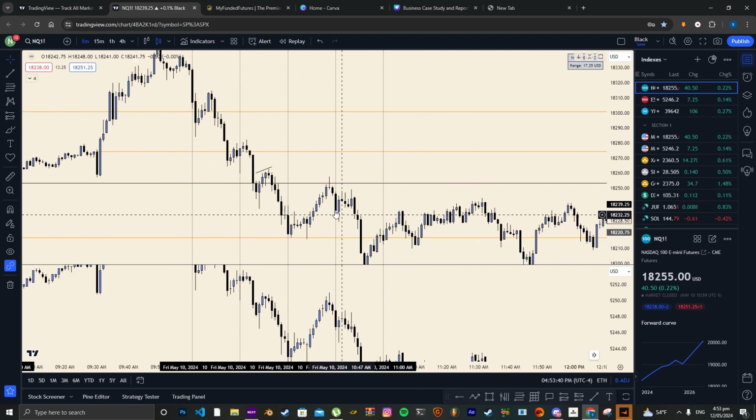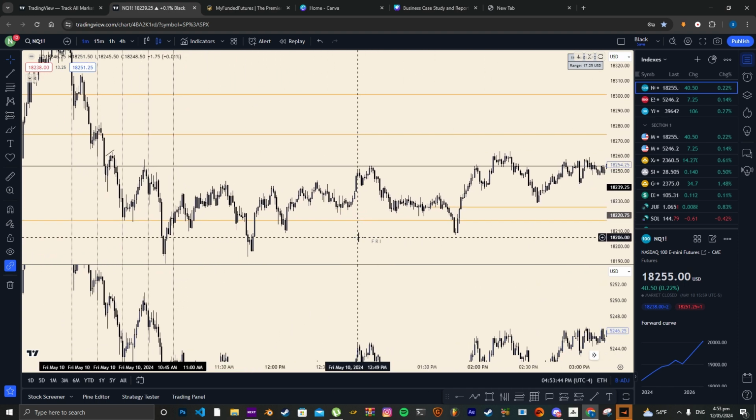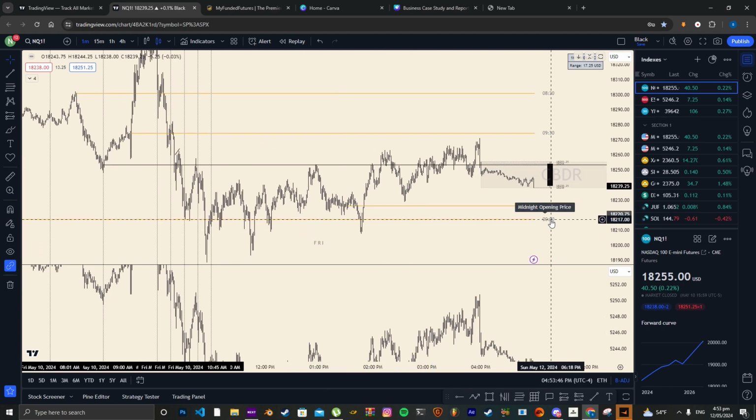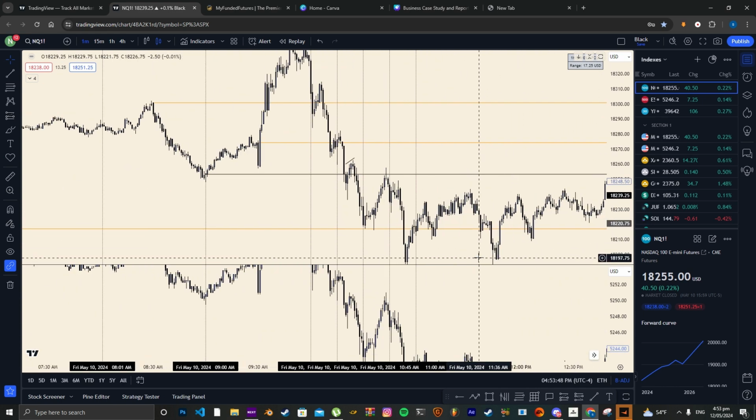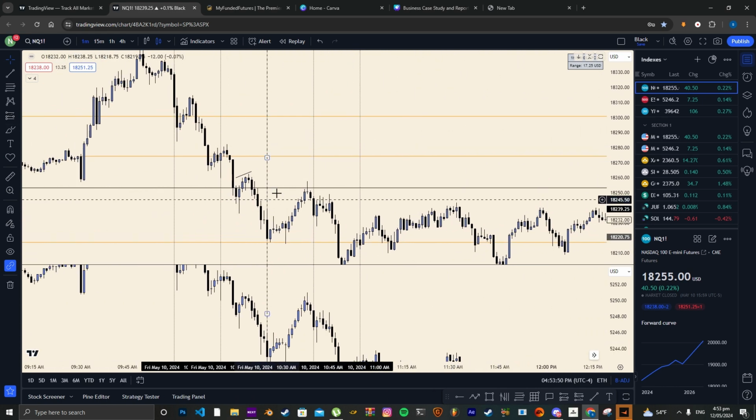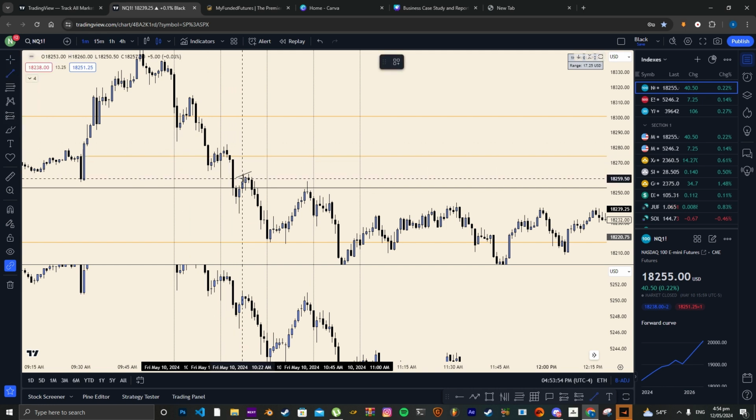And where is that obvious target? Our midnight open, which is this yellow line. As you can see, midnight open is this yellow line, right? That is an easy draw on liquidity. So this is kind of your kiss of death, right? Your turtle soup inside of a fair value gap with SMT.